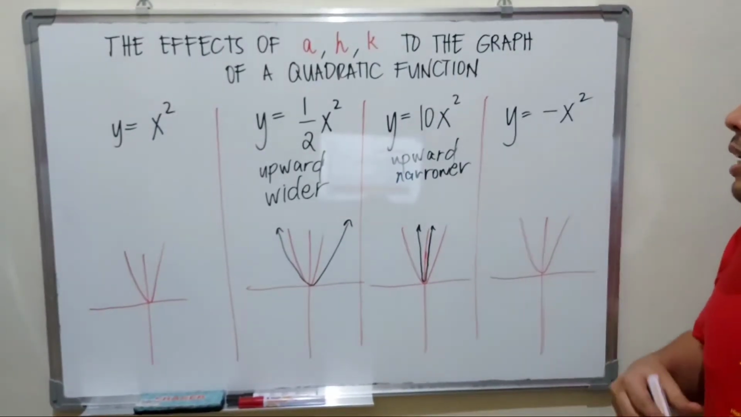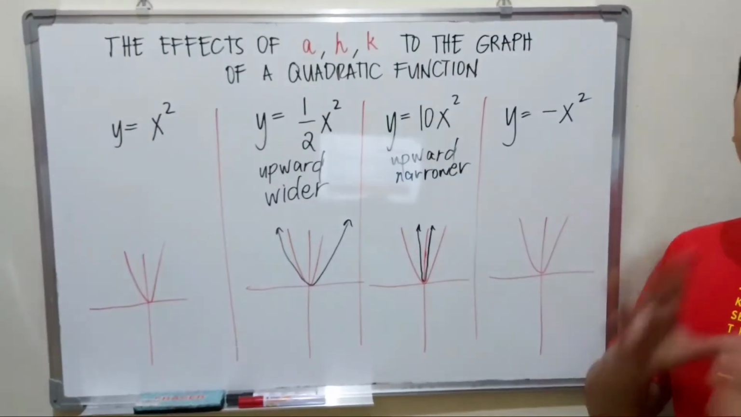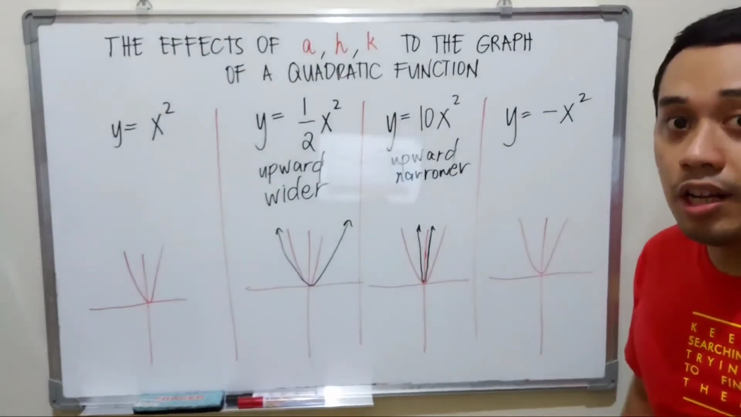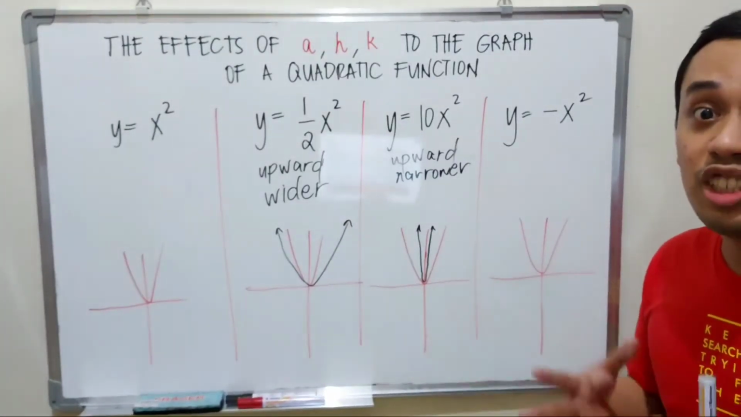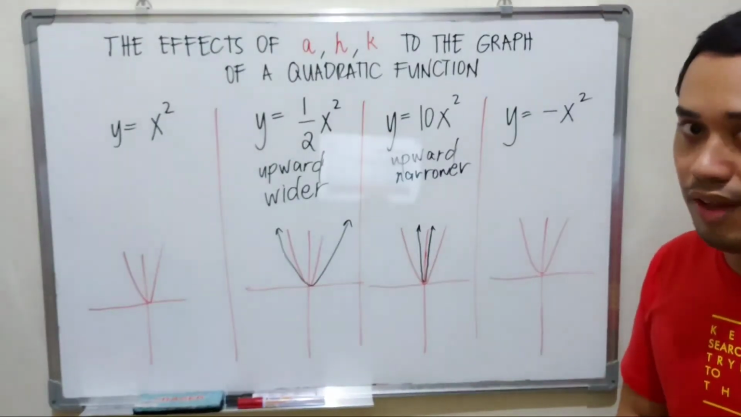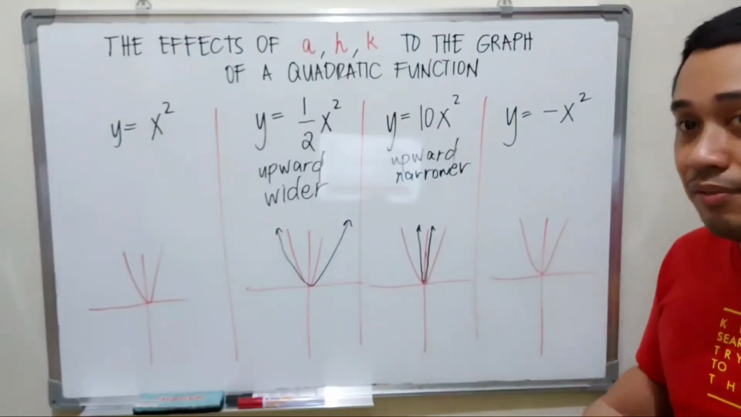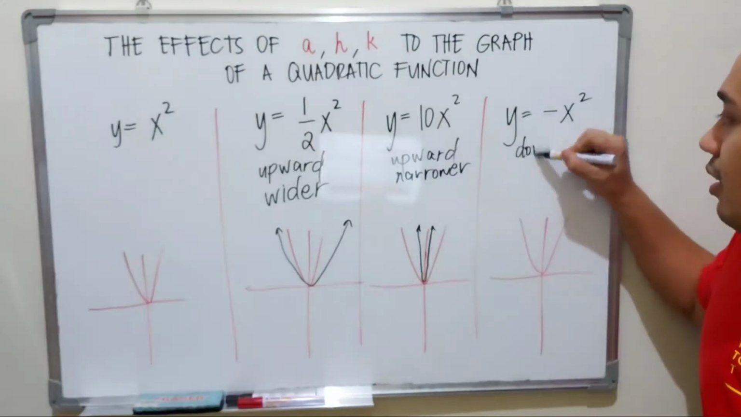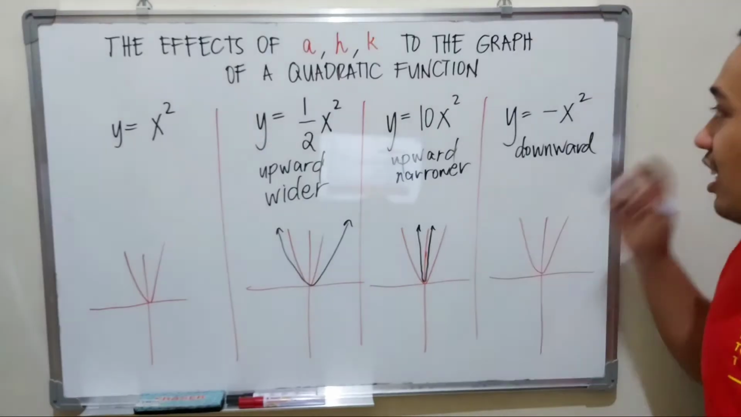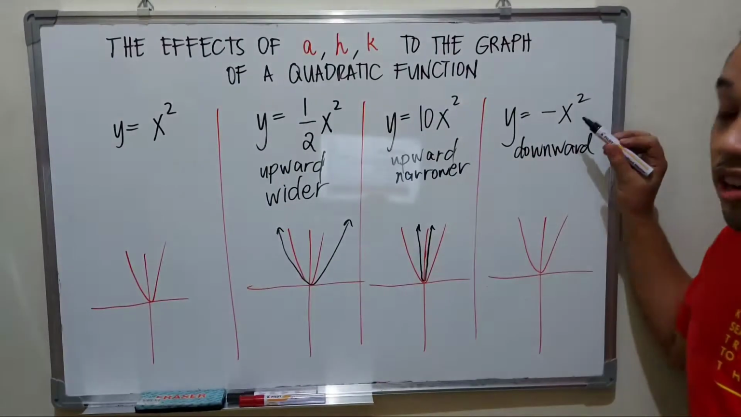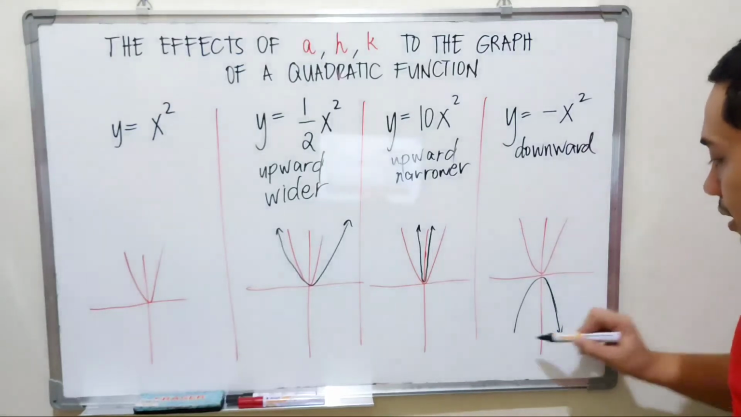Then, lastly, kapag meron ka namang y is equal to negative x squared, ibig sabihin ang a natin ay negative 1. Equal siya kay x squared, yung value ng coefficients nila ay parehas na 1 ang absolute value, but ang direction niya ay may iba. Since negative siya, ang direction niya ay magiging downward. Then, same size lang siya kasi since parehas namang 1 ang absolute value ng coefficients nila.